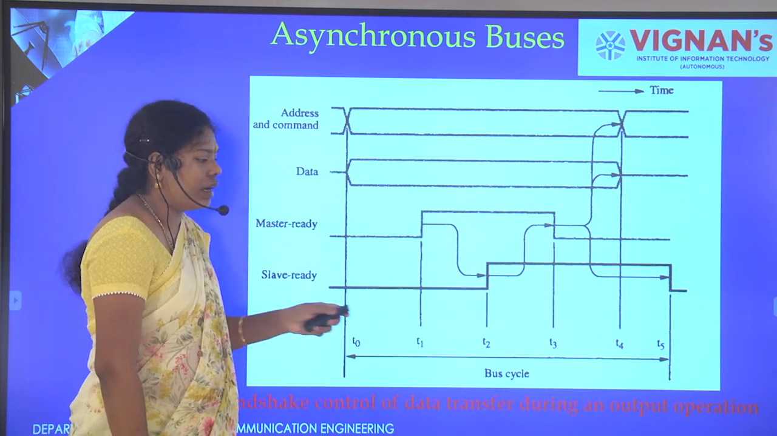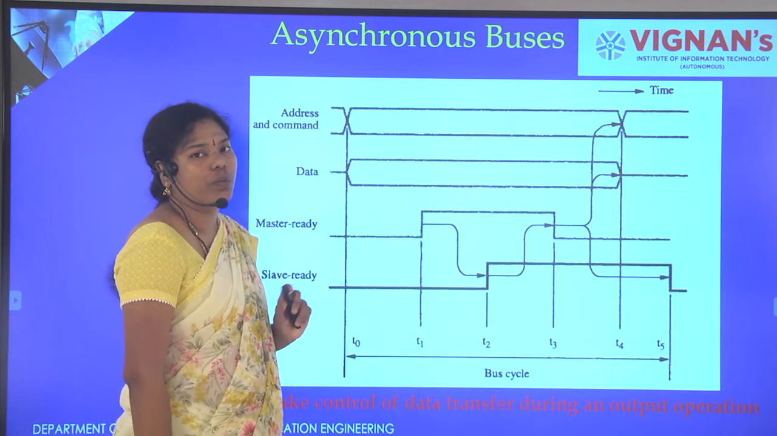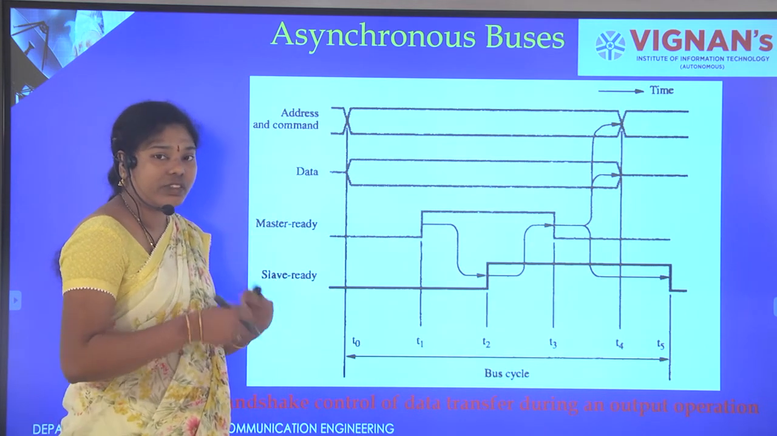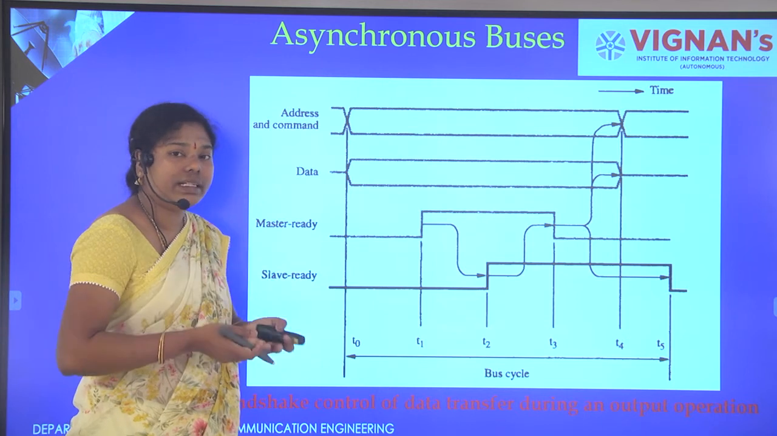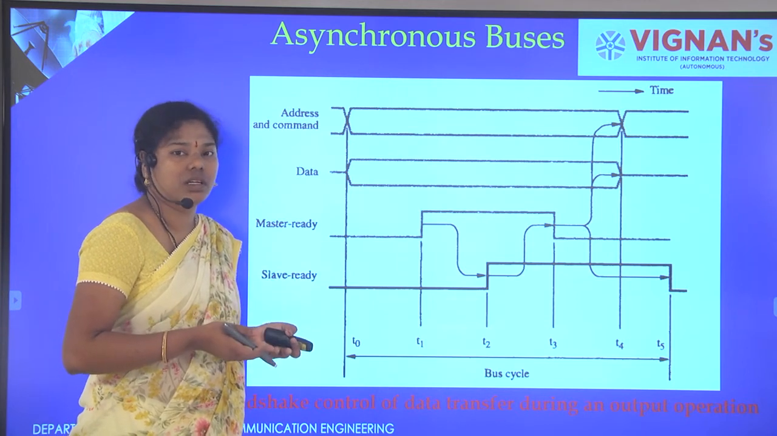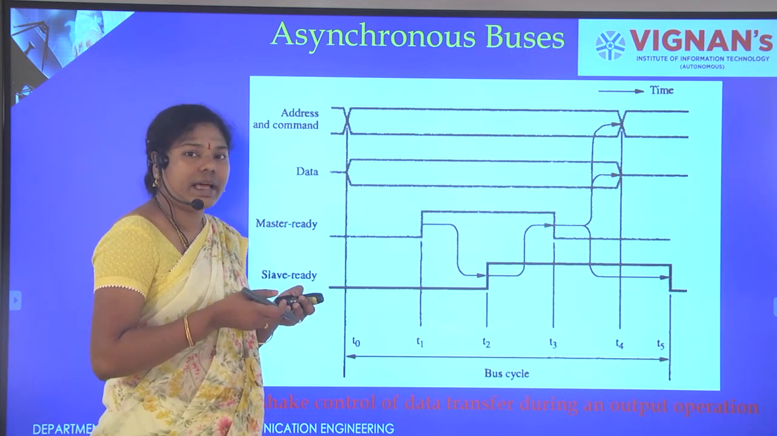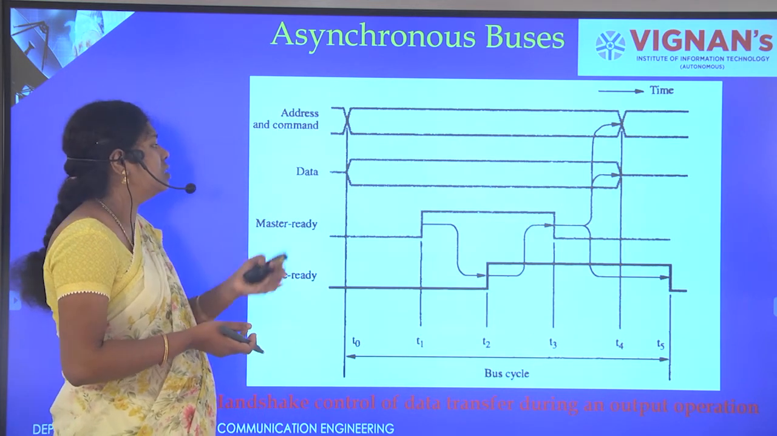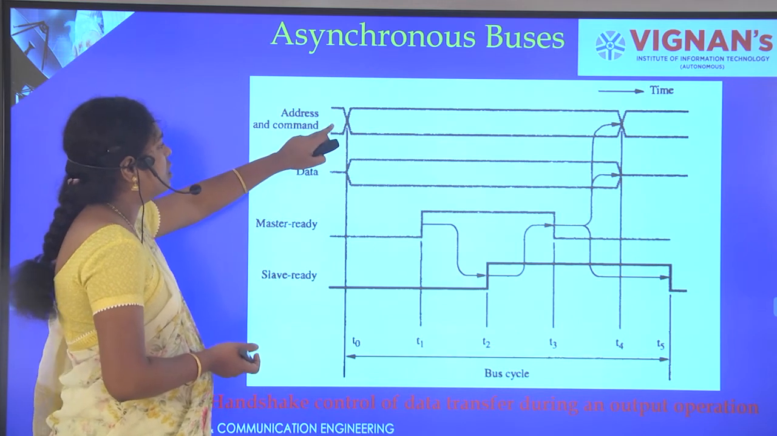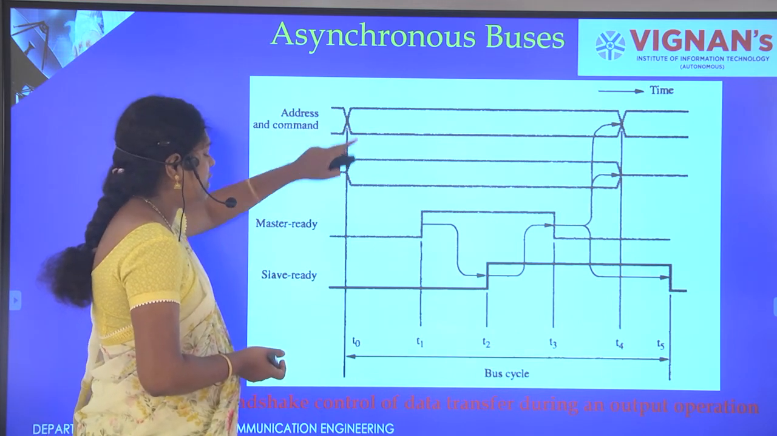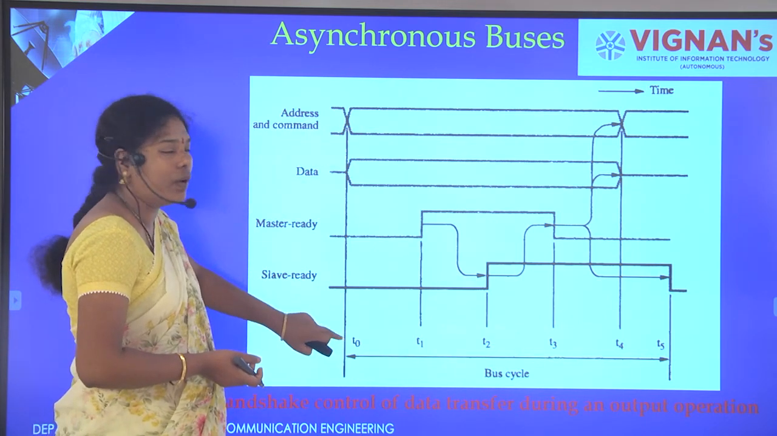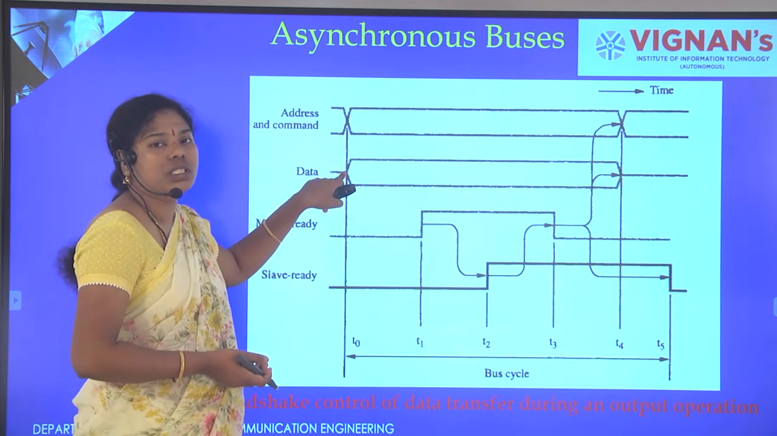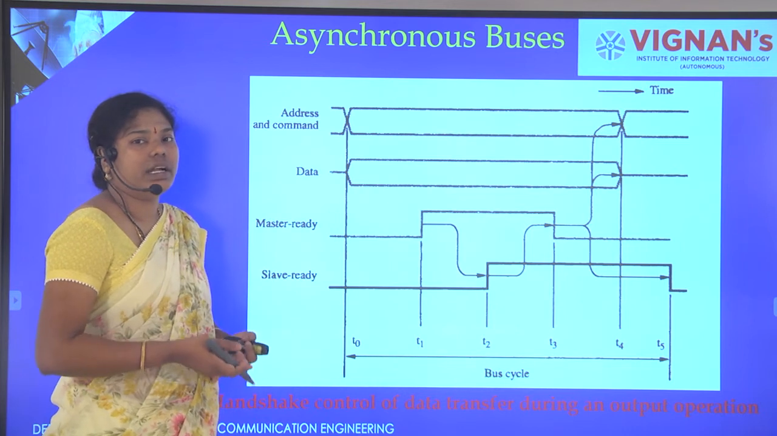Next, go for write operation or output operation in asynchronous bus. In a write operation, the master writes the data, that is, the data itself is ready with the master. So at the time of address and command only, we are placing the data. Just see, the master provides the address and command at the time of T0 only. At the same time, the data. Why? Because the data itself is ready with the master.